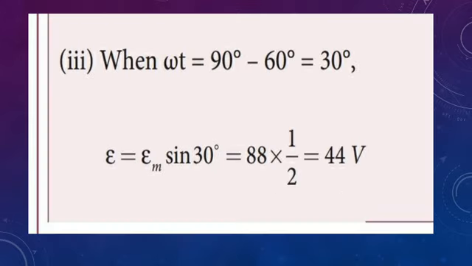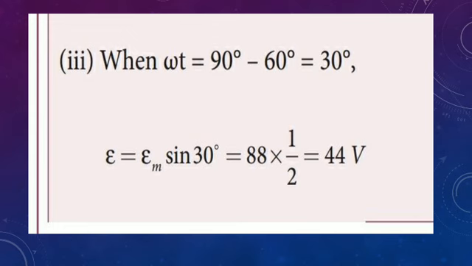And next, the last condition is when the coil is inclined at 60 degree, right? So if the coil position is 60 degree, we have to find that angle. When omega t is equal to 90 minus 60, because the coil is inclined at a 60 degree angle, that's why I am taking 90 degree minus 60 degree, you will get 30.